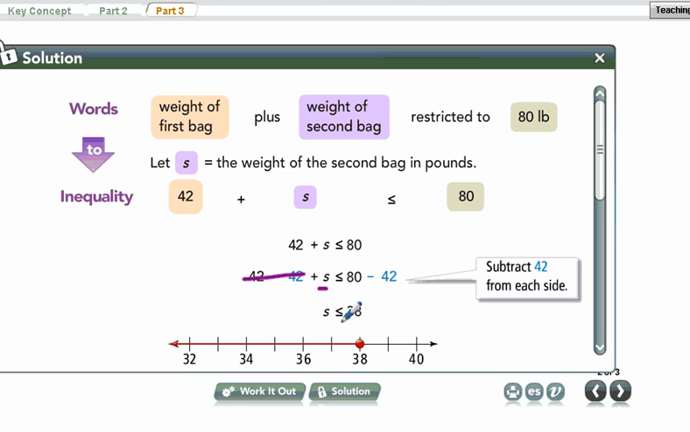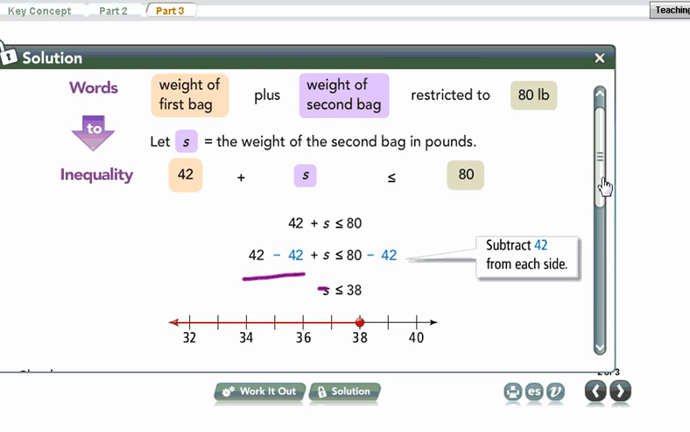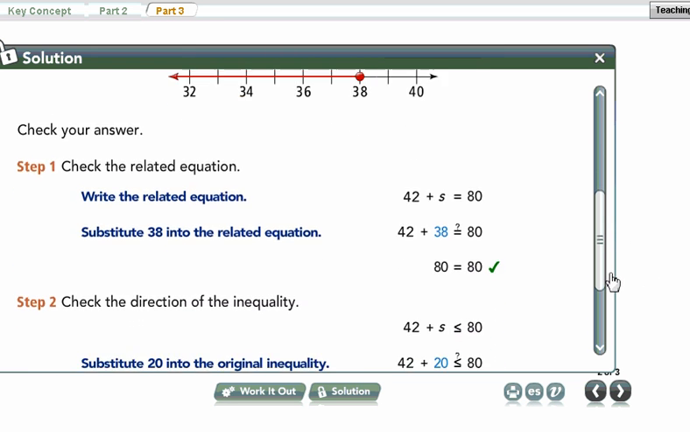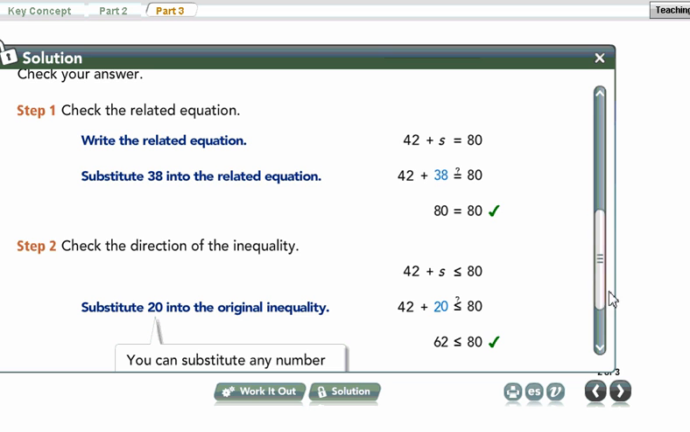I have an equal or less than sign, so I have a solid circle. And because I'm saying s is less than 38, it means all the values over here are going to be less than 38. Now remember, one of the most important things is to check your answer. So let's check. Hope you can see my little lines don't move, do they? Okay. So we plug it in and we find that if I put 38 in, it does check and it is correct. 80 does equal 80.